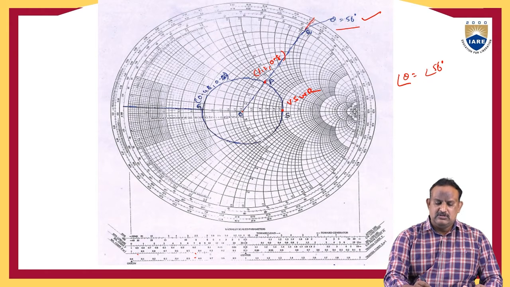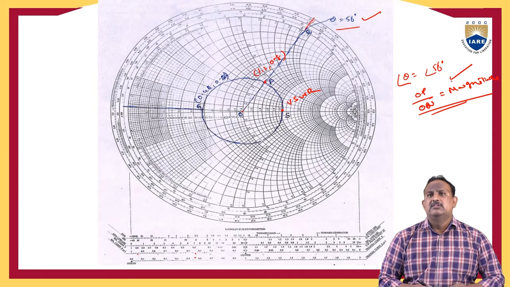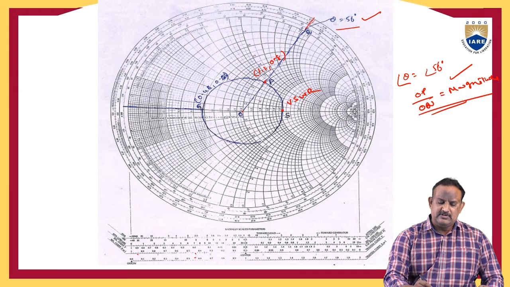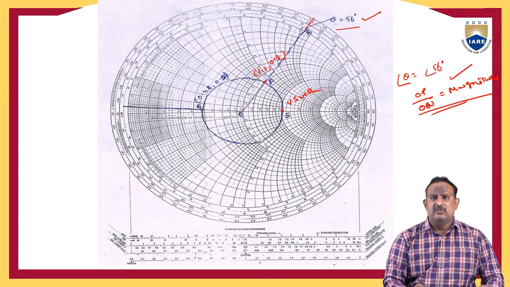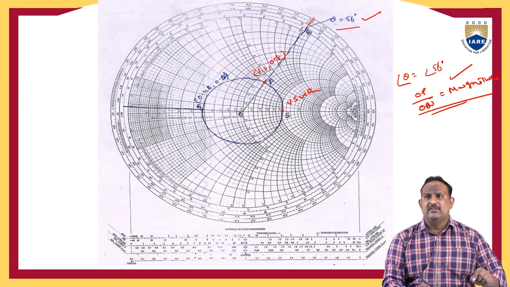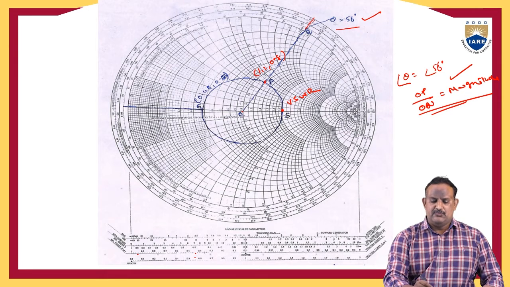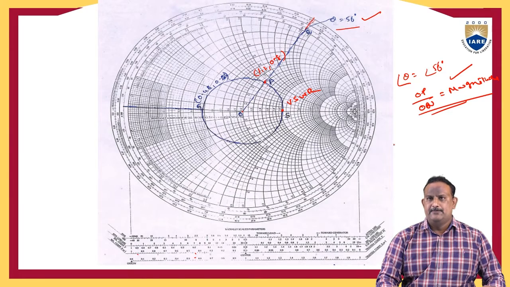To find the magnitude, the ratio of OP by OQ will give the magnitude. So you can find the magnitude in two ways. The first method is by measuring the distance OP on the reflection coefficient scale, we can measure the same distance, that will give us the magnitude of the reflection coefficient. And another way, the ratio of OP by OQ will give the magnitude of the reflection coefficient.